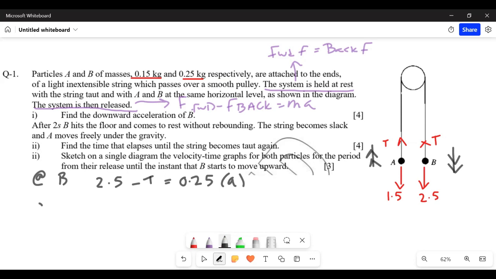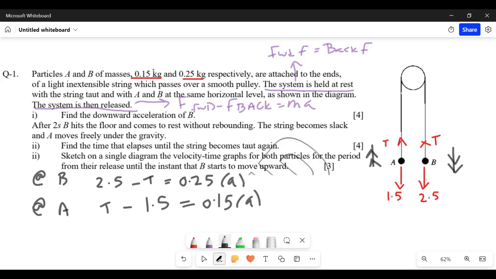Now at particle A, we apply the same formula, forward force minus backward force is equal to ma. But at A, since the object will be going upwards, it's going to be T, which is the forward force, minus 1.5, which is the backward force, is equal to mass times acceleration. That is equation number 2.